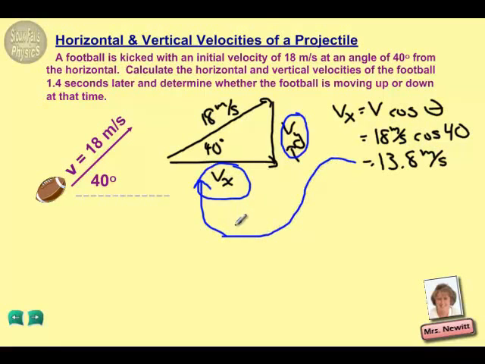Okay, so right here then, when we say that that football is traveling at 18 meters per second at an angle of 40 degrees, that also means that it is traveling 13.8 meters per second to the right.